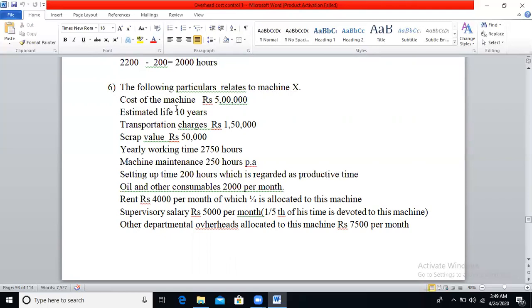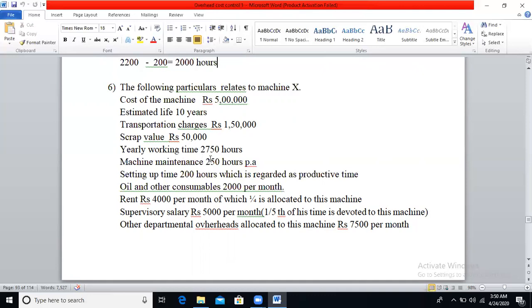You have to convert this into the estimated life of machine in hours. So multiply the number of years with the machine working hours. You will get the estimated life of the machine in hours. Transportation charges will be considered in the calculation of depreciation. Scrap value will be considered in the calculation of depreciation. So depreciation is a variable expense.